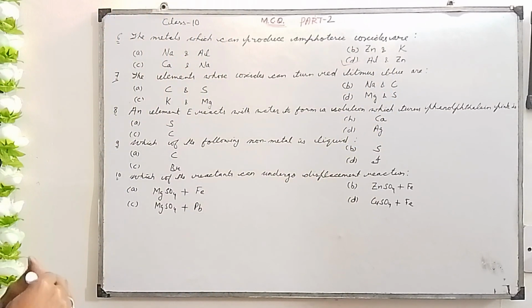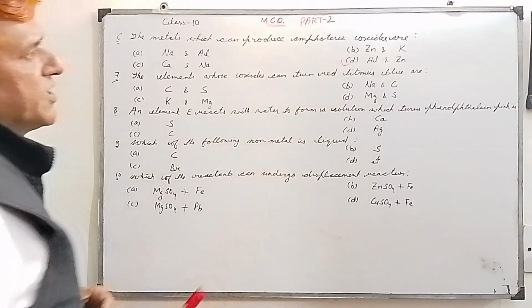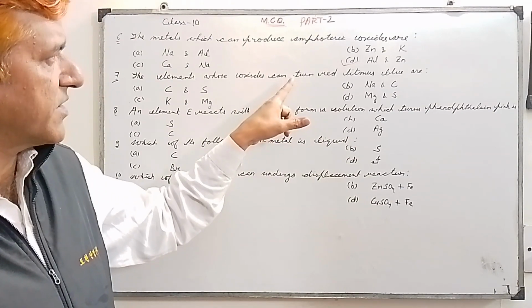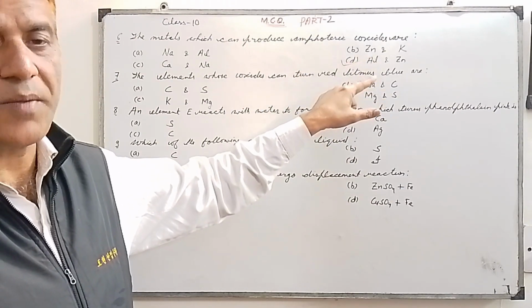Question number 7. The elements whose oxides can turn red litmus blue. Now my dear students, the substances which can turn red litmus blue are actually basic in nature.